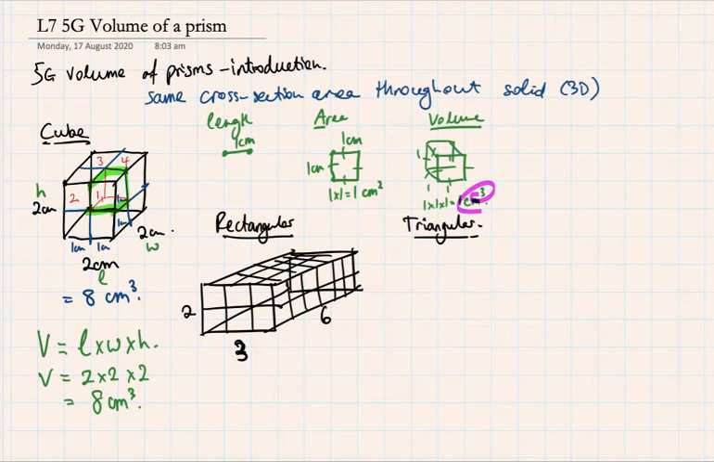We can just go straight to our formula for a rectangular prism. The length, the width, the height, and let's just put all those figures in. 6 times 3 times 2 is 36, then we add our units, so let's call this one meters, meters cubed. Last one, let's look at a triangular prism.